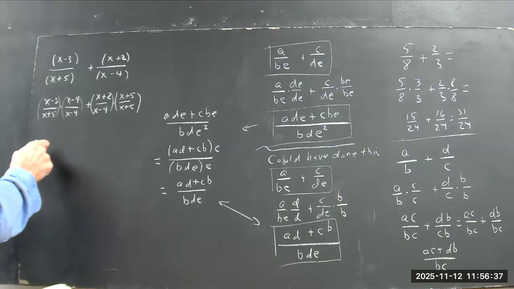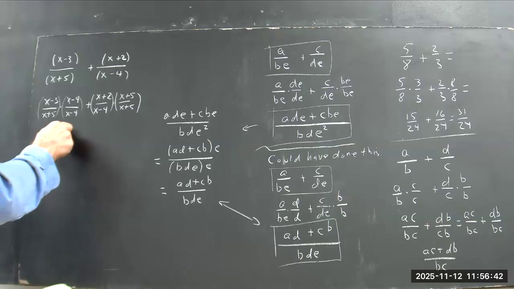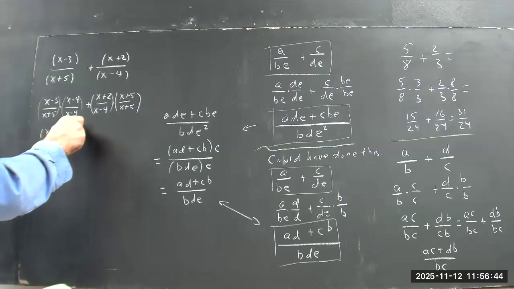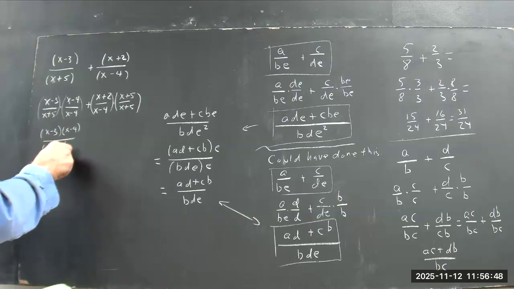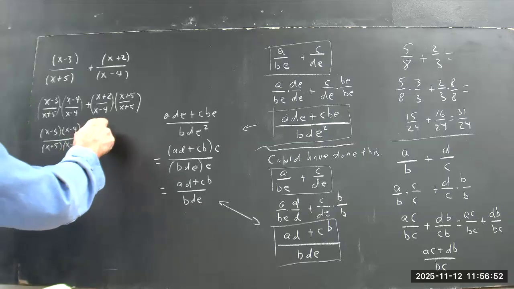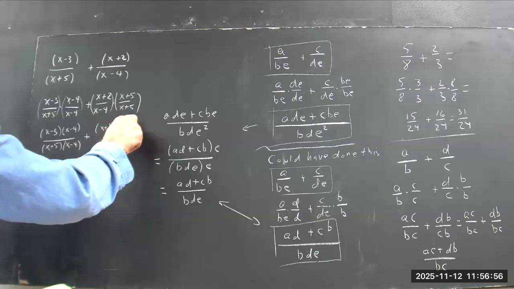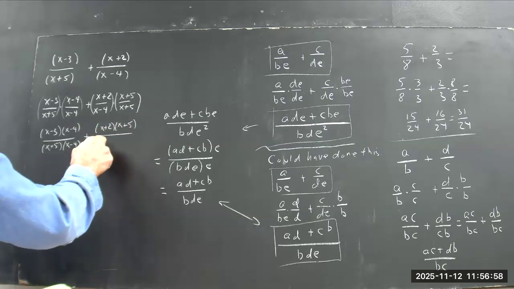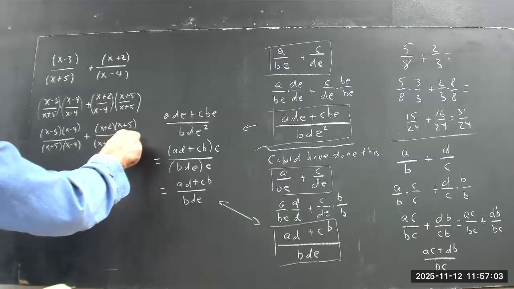Then our fraction is going to be x minus 3 times x minus 4 over x plus 5 times x minus 4, added to x plus 2 times x plus 5 over x plus 5 times x minus 4.